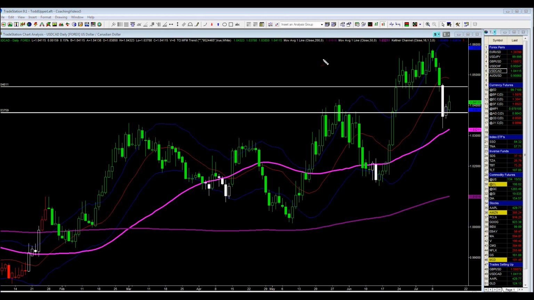The market we're looking at is the US dollar, Canadian dollar, Forex currency pair. Like I told you on Friday, we were looking for a potential setup here if Friday became that inside bar, and we got an inside bar right here. You see that? The high of Friday was much lower than Thursday's high, and the low of Friday was much higher than the low of Thursday here. So we have an inside pattern.